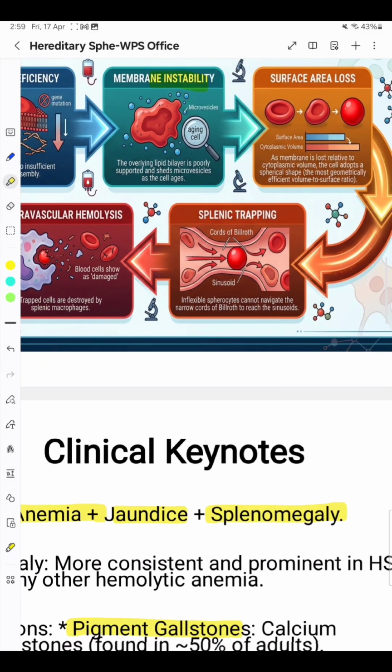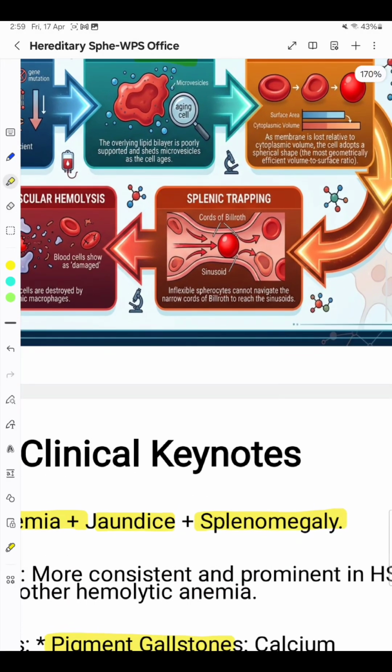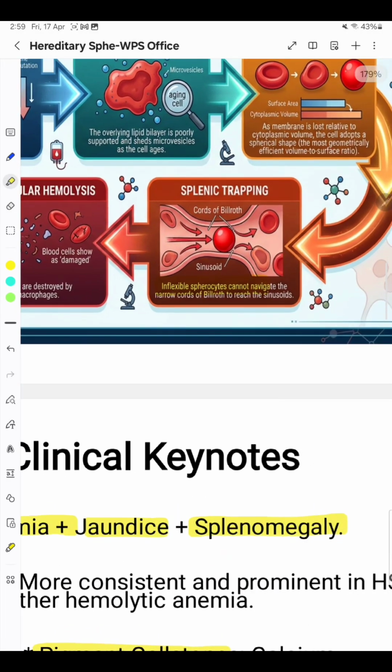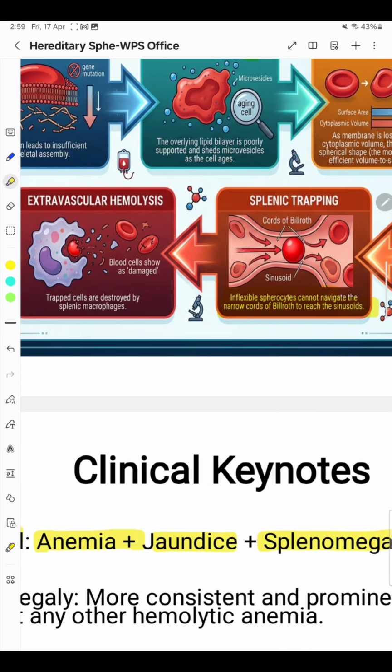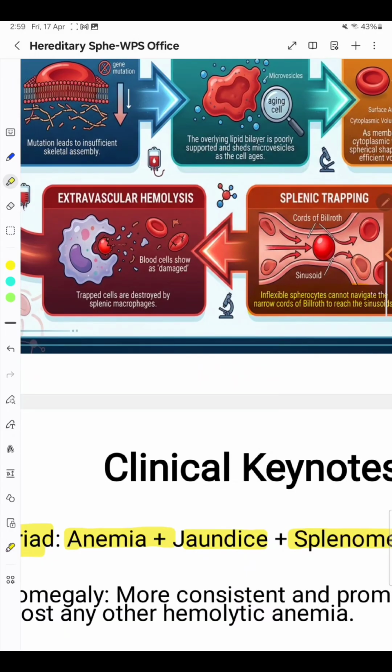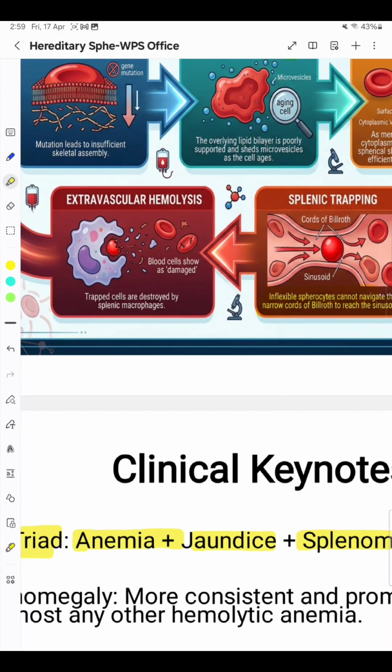These spherocytes are inflexible and usually trapped in the narrow cords of the splenic sinusoids. These trapped RBCs are then phagocytosed by the splenic macrophages and result in extravascular hemolysis.